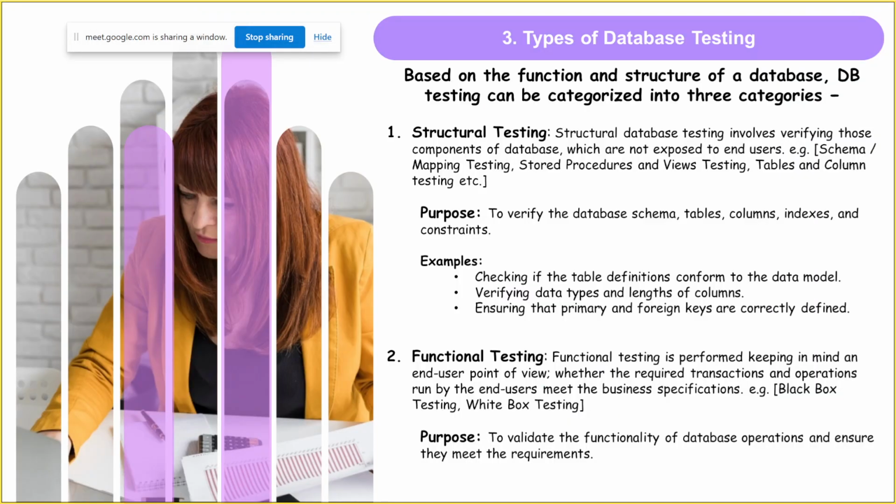So the purpose is also to verify data type and the length of the column. If they have asked you to test the database, they will give you the documentation. They give you the structure of the table. They will tell you the length of your column, the data type, and the primary and the foreign key. It will be stated. So those are the things that you have to be checking in the DB.